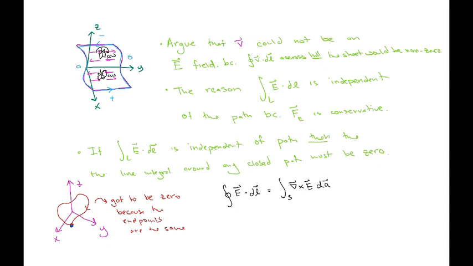I'm going to argue that if this one is independent of path, which it is for an electric field, then our curl of the electric field must be 0 everywhere. Okay, and that's how we can use Stokes' theorem to say that the curl of the electric field is 0 everywhere.